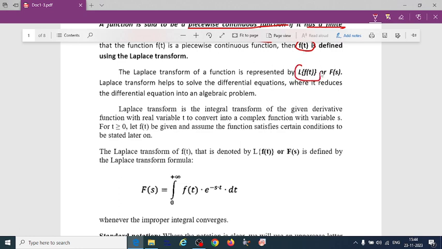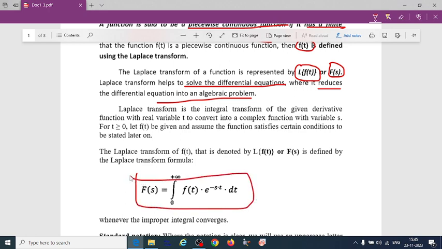We can also write it in terms of the symbol L as L of f of t, or capital F of s. So Laplace transformation helps to solve a differential equation and it reduces differential equations into an algebraic problem. Okay. Laplace transformation is usually denoted in terms of an integral. This is the Laplace transformation equation.